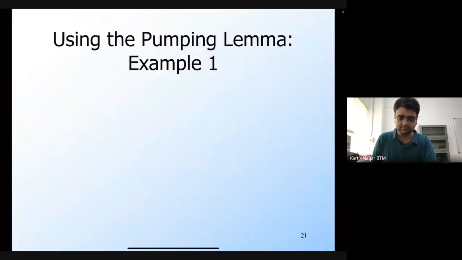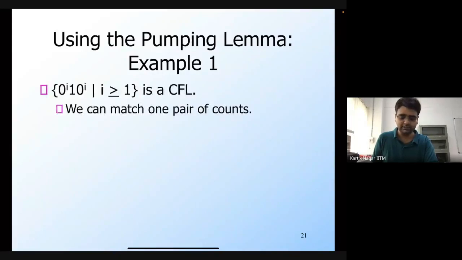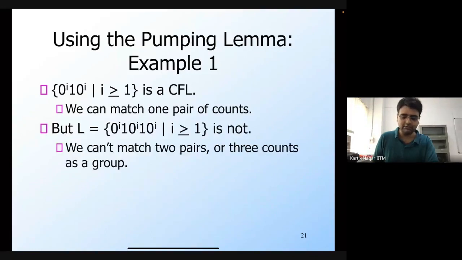So let's illustrate the use of the pumping lemma. We'll do 3 examples, and let's do this slightly faster. Let's consider this language, 0^i 1 0^i. This language is a CFL, because we can always match one pair of counts, but we cannot match 2 pairs of counts. So the language 0^i 1 0^i 1 0^i, where I have these 3 different substrings which have the same number of zeros, is not a CFL. We can't match 2 pairs or 3 counts as a group.